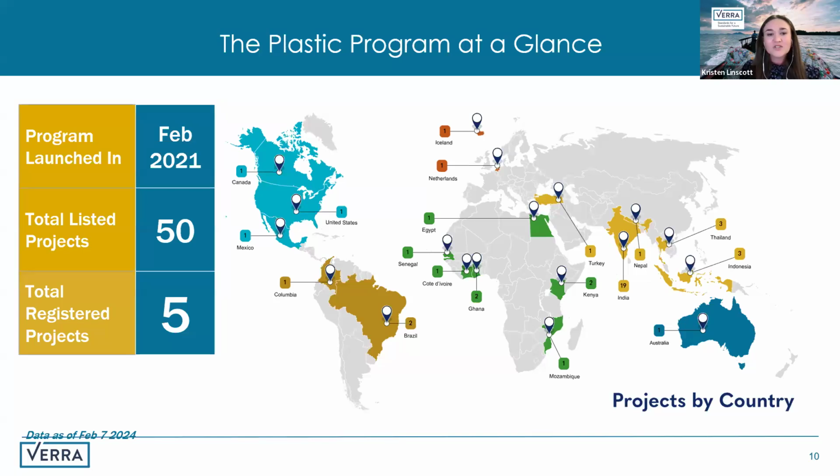Since the program's launch in 2021, we've seen over 50 projects list, signifying that they've initiated the registration process and intend to issue plastic credits. These projects are spread across the world, demonstrating that the program can be used by a variety of activities in different geographies. And of those projects listed, 5 have completed the registration process, and we have many more in the final stages of review. So we expect that number of registered projects to grow in the coming months.